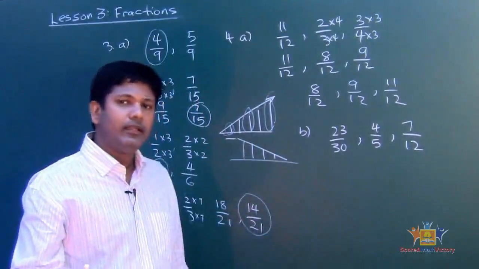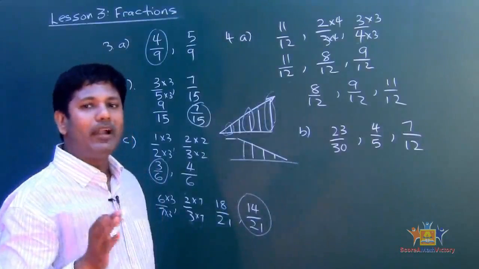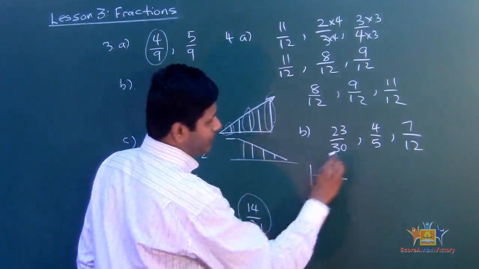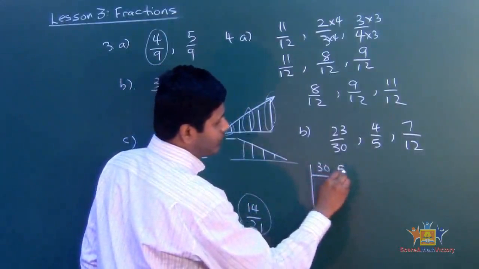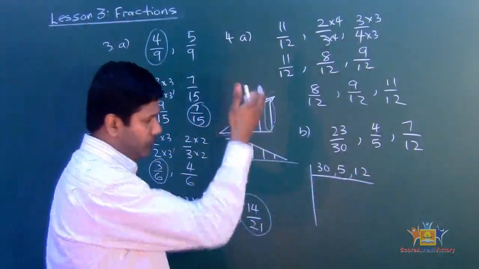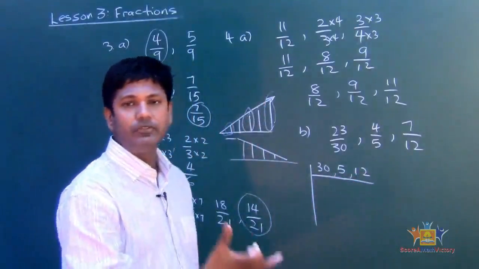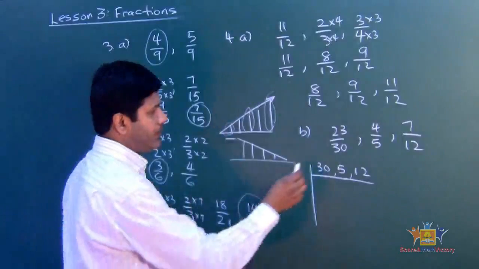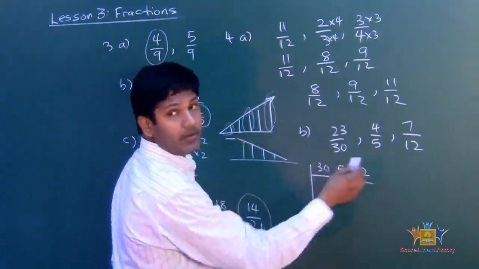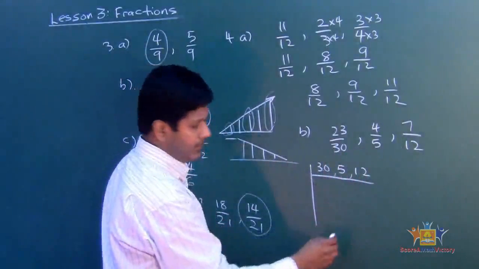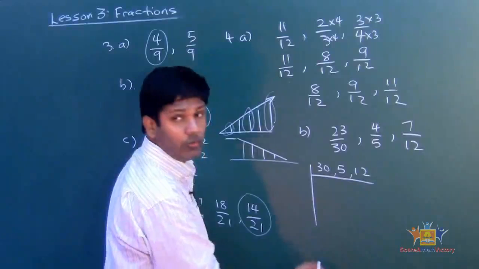So how do we find a common denominator for 30, 5, and 12? We use the one-leg ladder method. That's where it comes in. You put the 30 in there, the 5, and the 12. You divide until you come to 1, 1, 1. That's the key behind finding a common denominator for these 3 numbers: you divide them until at the end it's 1, 1, 1.